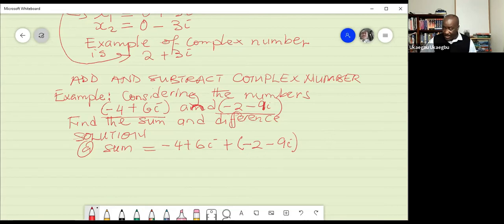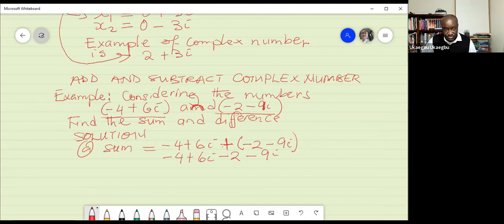Okay, now this plus sign here, you will use it to open the parenthesis, but if it is a plus sign, the whole number remains the same. But if this were to be a negative number, the sign of the whole number changes, all of them change. So in this case, it is going to remain the same. So we have -2 here, -9i, and then -4 plus 6i.